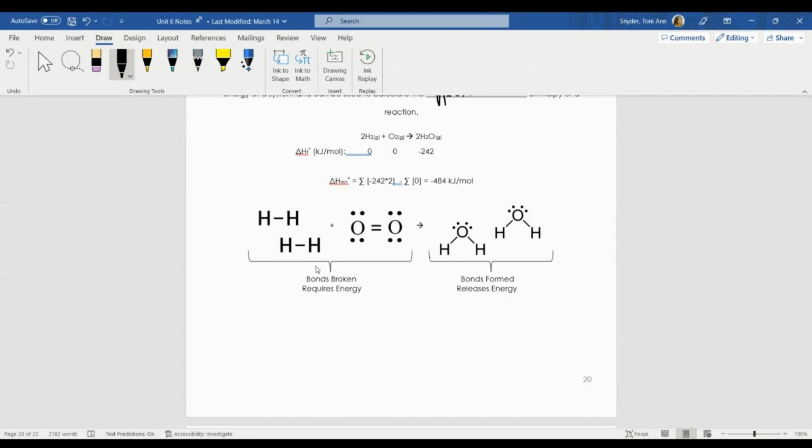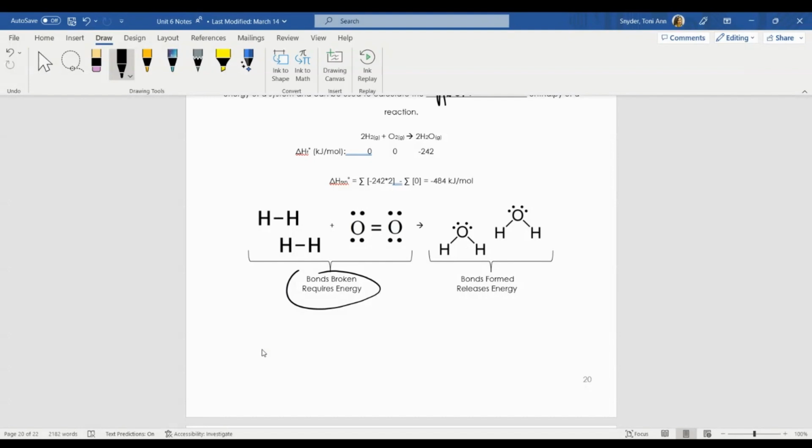So here I have to break 2 hydrogen-hydrogen bonds, and I also have to break 1 double bond, oxygen bonded to itself. Breaking bonds requires energy. So in order to break those 2 single bonds and that double bond, I have to put energy in.